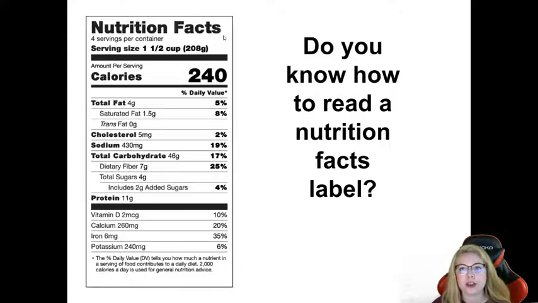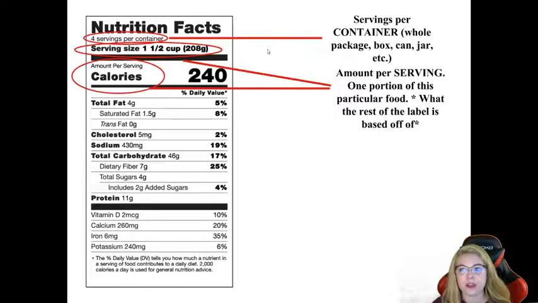Okay, it says nutrition facts right at the top here. All right, and so the first thing we're going to look at is the amount of servings per container. So this is the amount of servings per container. And what I mean by container, maybe it's the whole package, the whole box, the can, the jar. Okay, so 1 full container of whatever the food is.